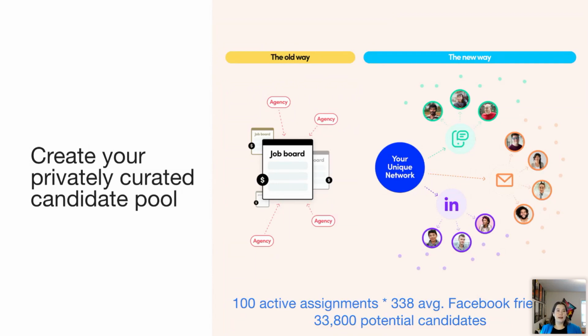Just to illustrate this, imagine you have 100 contractors currently out on assignment, and each of those people has 338 Facebook friends, which is the current average. By having those contractors share your referral program on Facebook, you could reach a potential of 33,800 candidates. And these candidates are entirely unique to you. No other agency has that exact same pool. And of course, this is just Facebook, so not even a full representation of an individual's digital network.